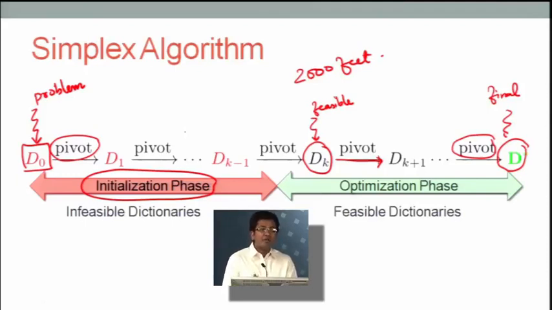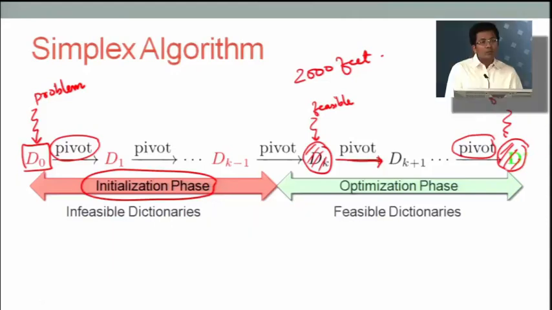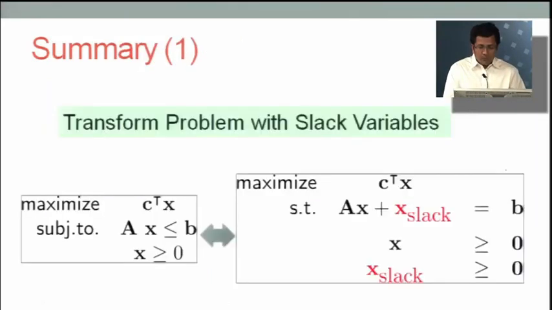From 2000 feet, you can't make out these details unless you are an eagle. Okay, once you land on a feasible dictionary, you keep pivoting. You will maintain feasibility until you get to an optimal solution. That's how simplex is going to work, and this picture we'll keep in mind as we work through the minute details of simplex, but this is the big picture I would like you to keep in mind. Okay? Alright, so we are almost done with this segment. Okay, this act is almost coming to an end.